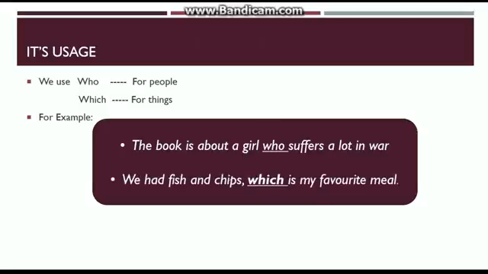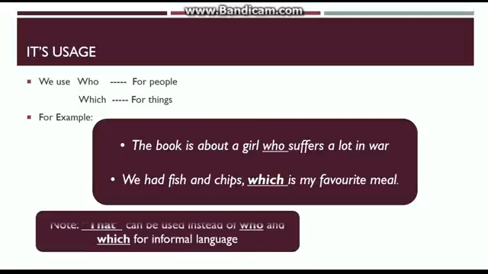Similarly, we had fish and chips, which is my favorite meal. In this, fish and chips are the noun followed by the relative pronoun which. Note, that can be used instead of who and which in informal language.